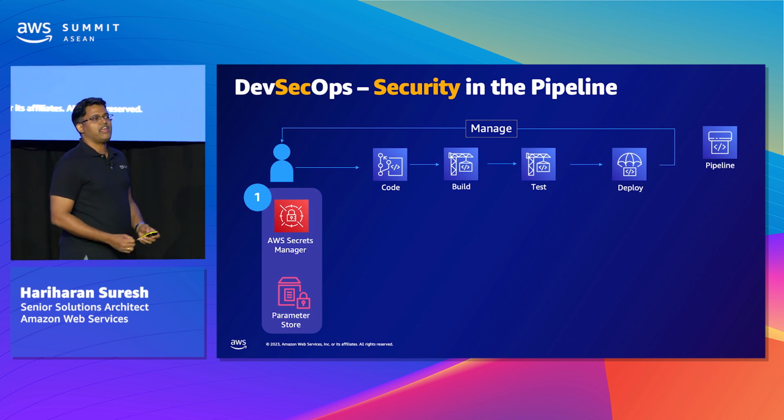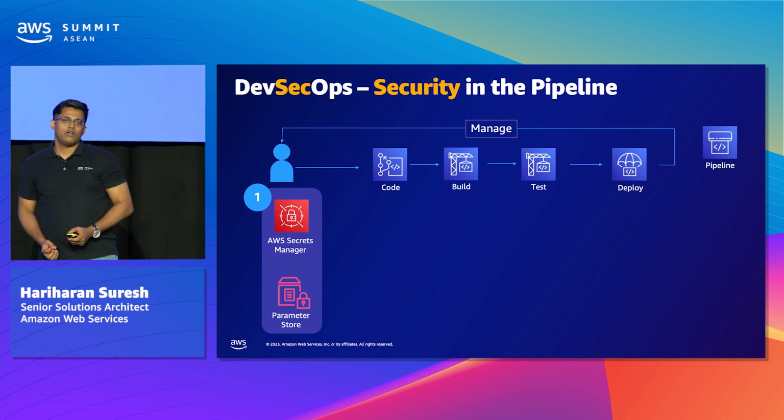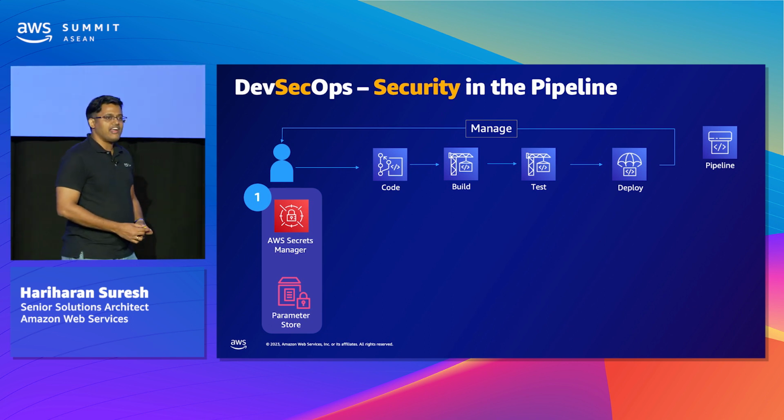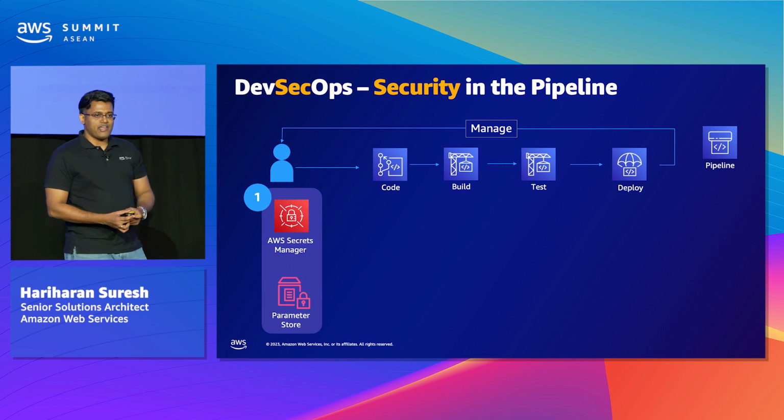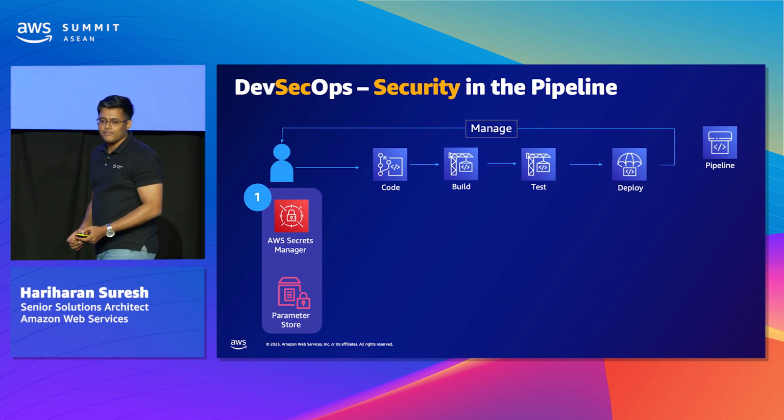For this, you can think about using AWS Secrets Manager or Parameter Store if you are using AWS services. And if you are going to have open source mechanisms, then you can think about Docker secrets or GitHub secrets.